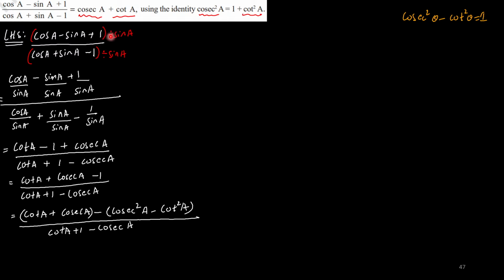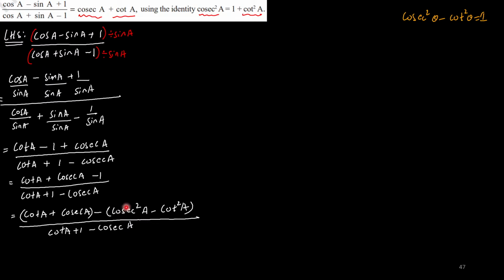I have divided the numerator and denominator by sin A. So each and every term in the numerator and each and every term in the denominator I have divided by sin A. So cos by sin is cot, sin by sin is 1, and 1 by sin is cosec. Now I have just swapped these two: cot A minus 1 plus cosec A, cot A plus 1 minus cosec A. Here, in place of minus 1, I have written cosecant square A minus cot square A. The denominator I am keeping as it is.